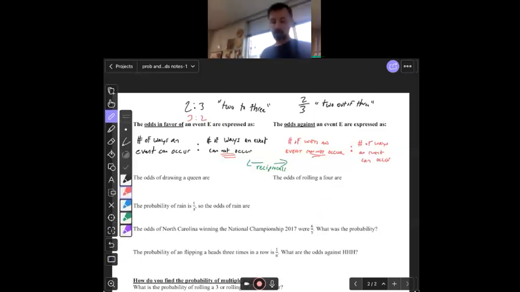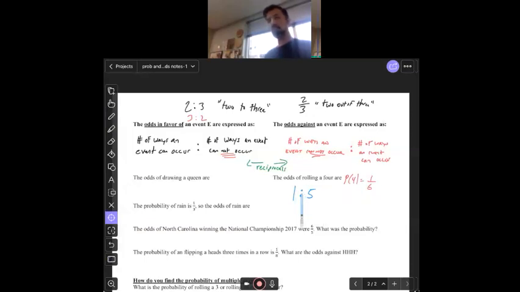So one way to roll a 4, 5 ways that are not 4. So the odds of rolling a 4 are 1 to 5. Whereas the probability of a 4 would be 1 out of 6. Okay? So these are very closely related, and there's a relationship between the 5 and the 6.